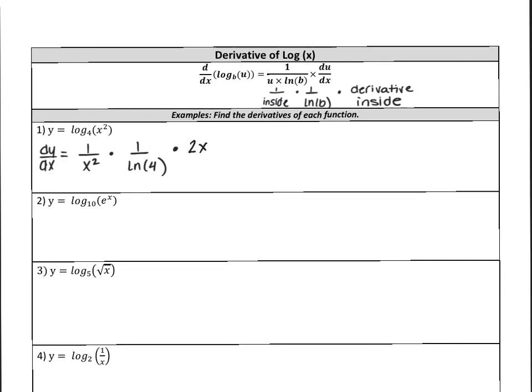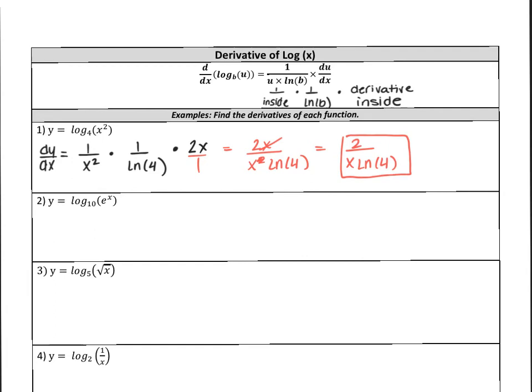And remember to simplify it, put everything over 1, and multiply tops with tops, so 2x, bottoms with bottoms, x squared ln 4, and simplify any pieces, like this x can cancel with one of those x's, so this is 2 over x times ln of 4. And that would be the final answer there. All right, let's try another one.